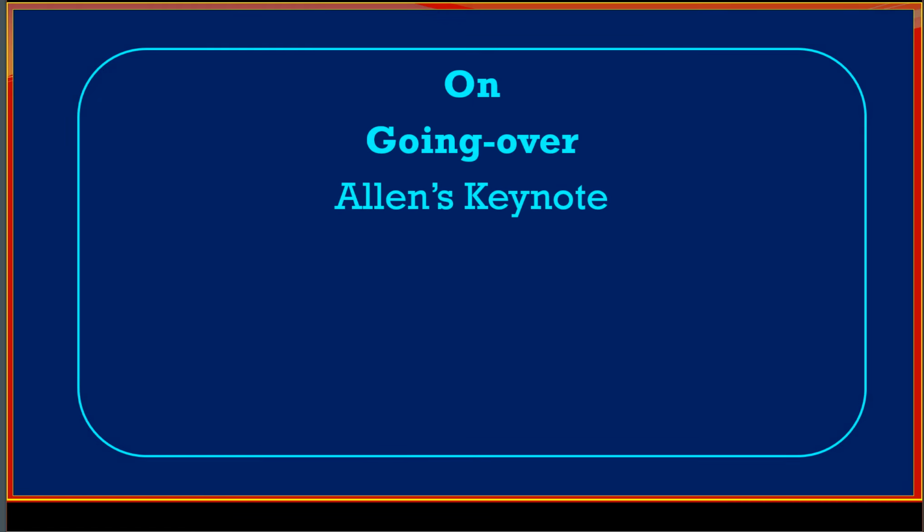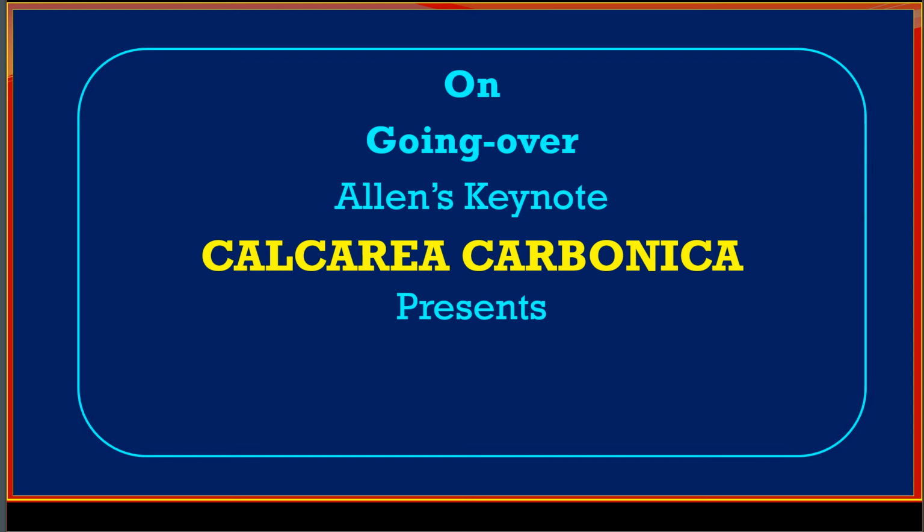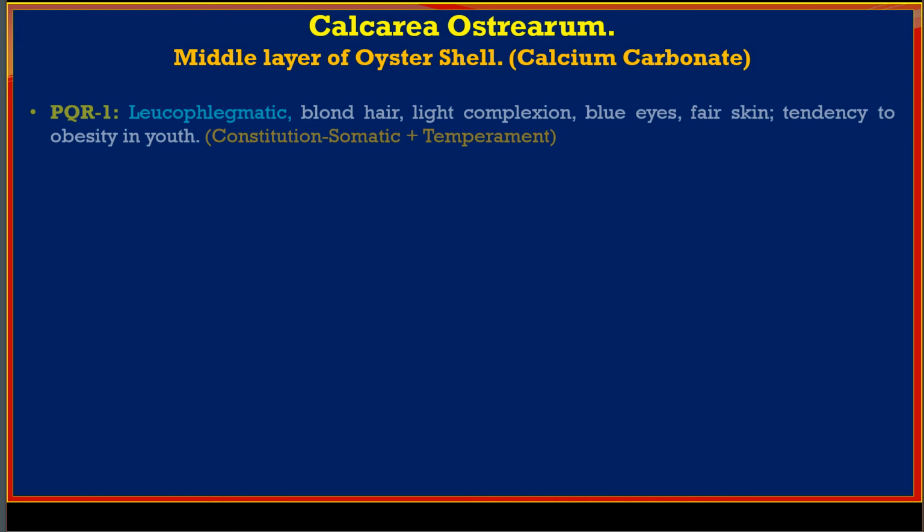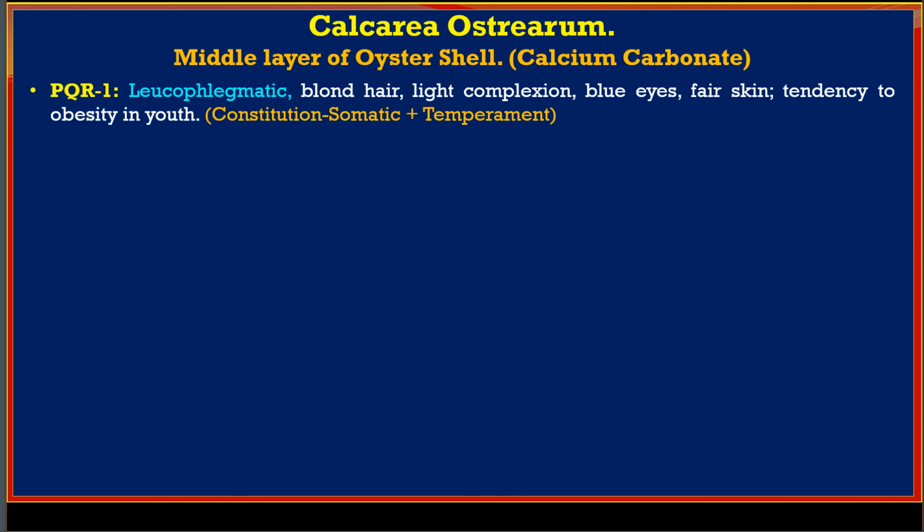On going over Allen's Keynote, we find that it presents about 28 PQRs. Let us go through these PQRs. PQR number 1 tells us about leukophlegmatic, blonde hair, light complexion, blue eyes, fair skin, tendency to obesity in youth.